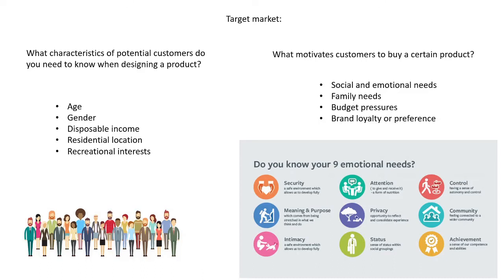There are also certain things that can motivate customers to buy products. So that could be social or emotional needs. Look down at the bottom right of the screen here. That could be things to do with personal security, status, privacy, community, achievements, those sorts of things. It could be family needs, so if it is someone that's got a young family or older children or no kids at all, that type of thing. Budget pressures, and again that links back to disposable income.